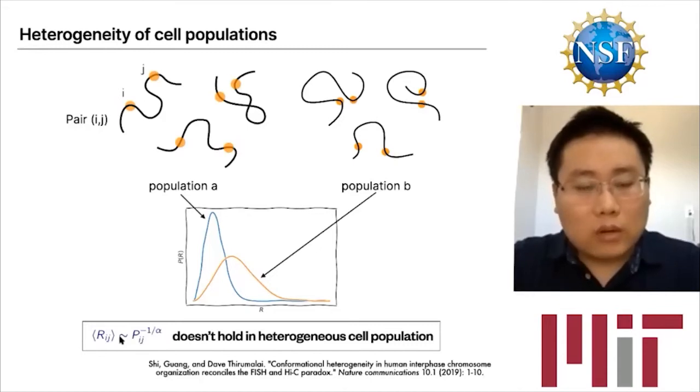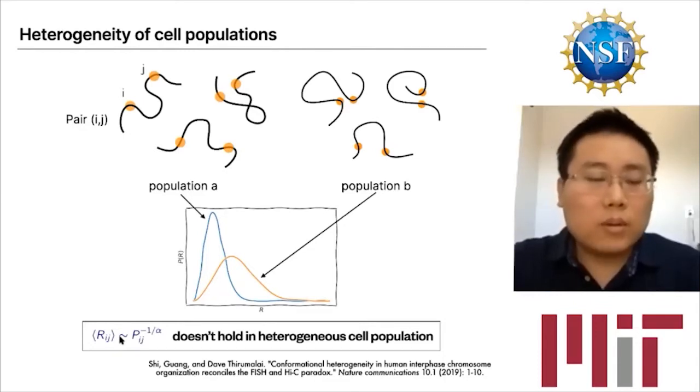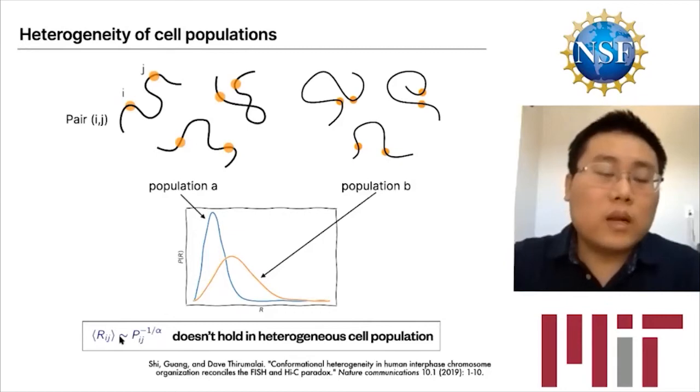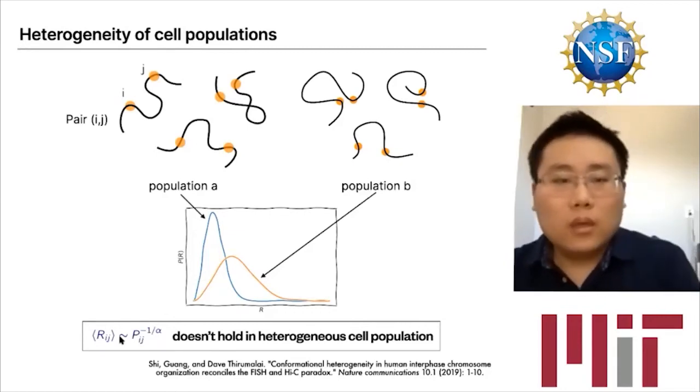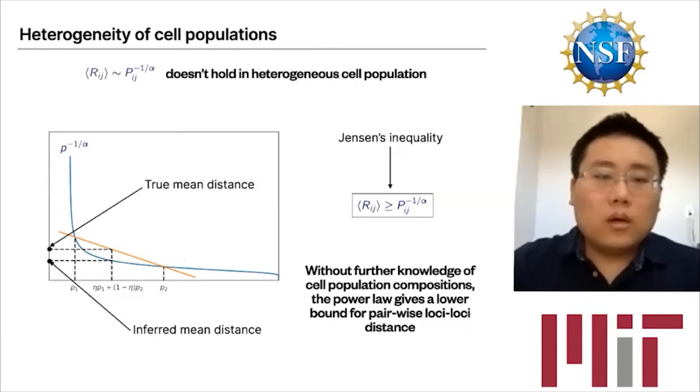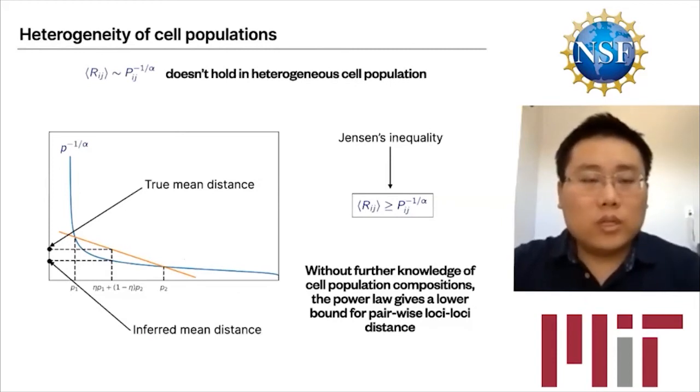We show this in our previous work, where we demonstrate that there is actually an extensive heterogeneity among cell population in terms of its genome structures. And it is a reason why there's a discrepancy between HiC contact probability and the distance measurement from FISH experiment. In this work, we show that the power law relation, although it does not hold strictly in a heterogeneous cell population, actually gives us a lower bound.